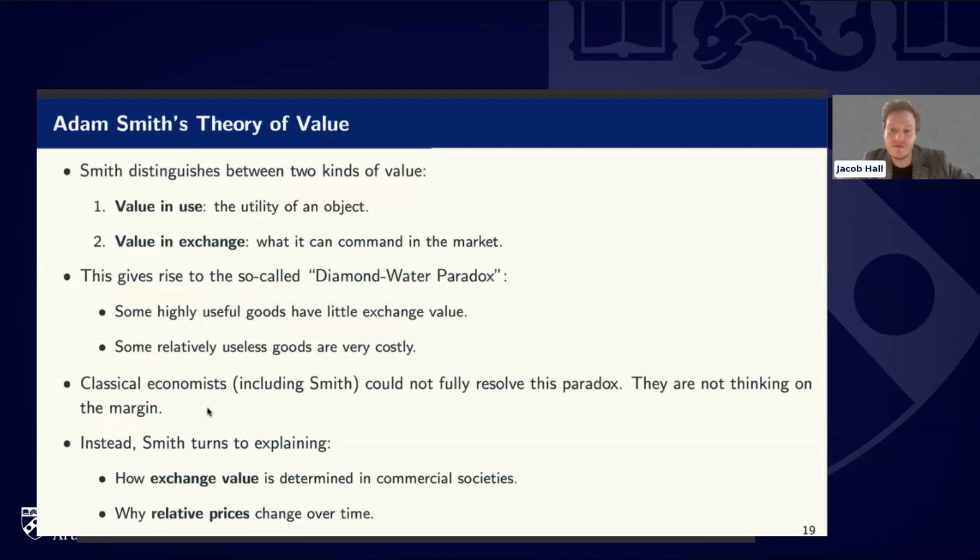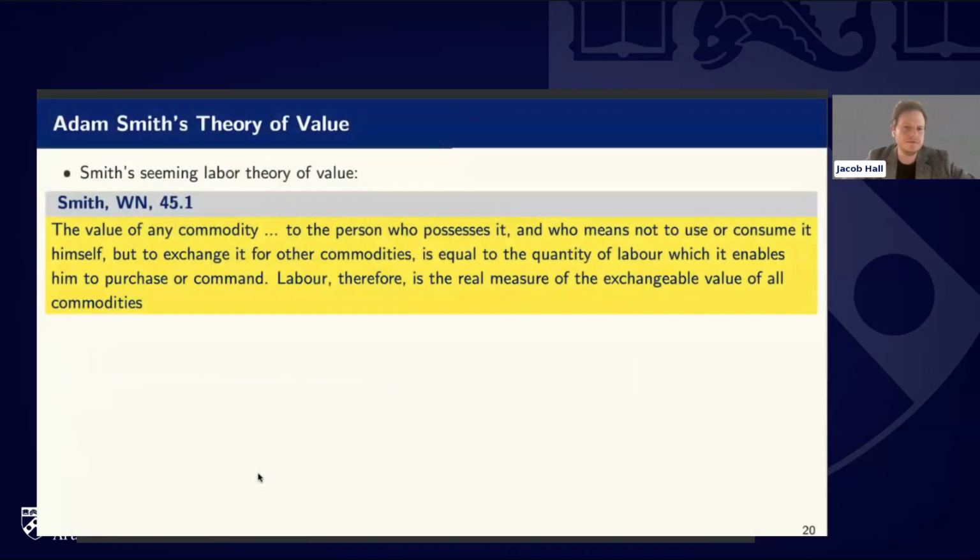It's not until the marginalist revolution that we crack this question. But Smith turns to explaining how exchange value is determined in commercial societies and why relative prices change over time. So it's not a total punting of this, but he emphasizes other elements.